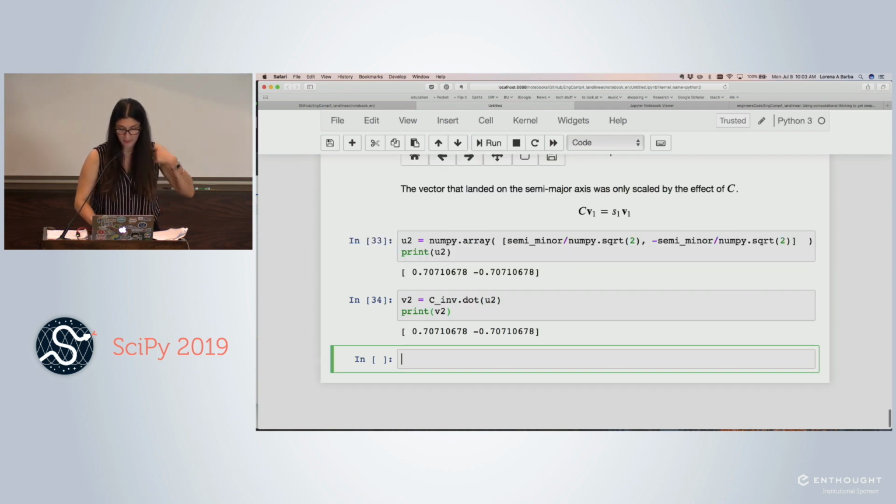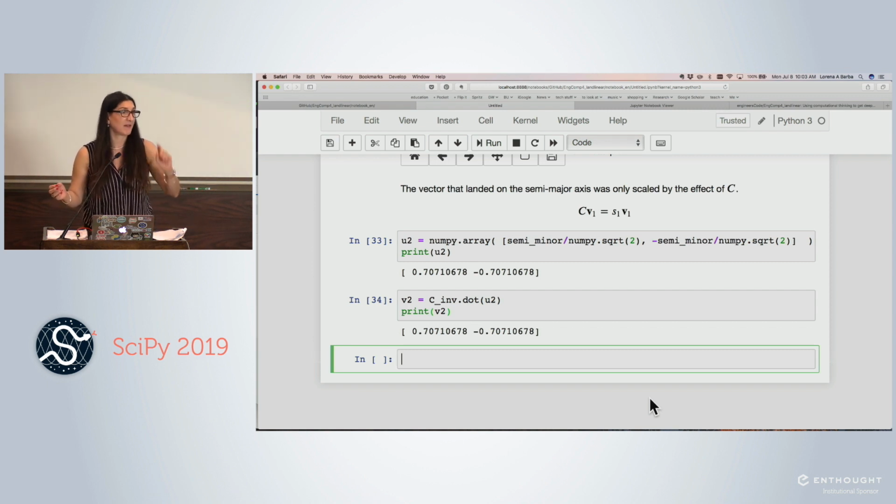Print V2. And it's the same. Well, it's the same vector, it's in the same direction, it's the same length, which is to say it got scaled by a scaling factor of 1.